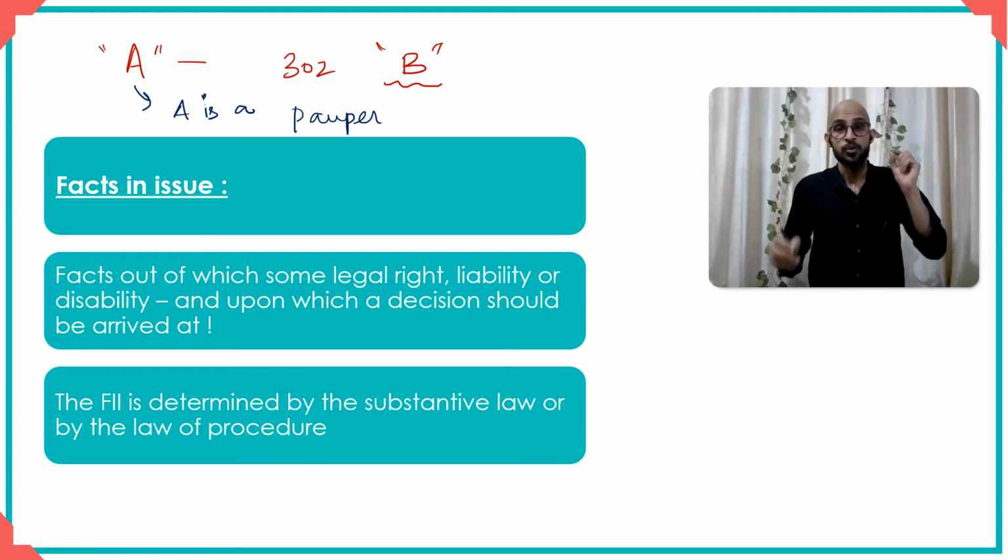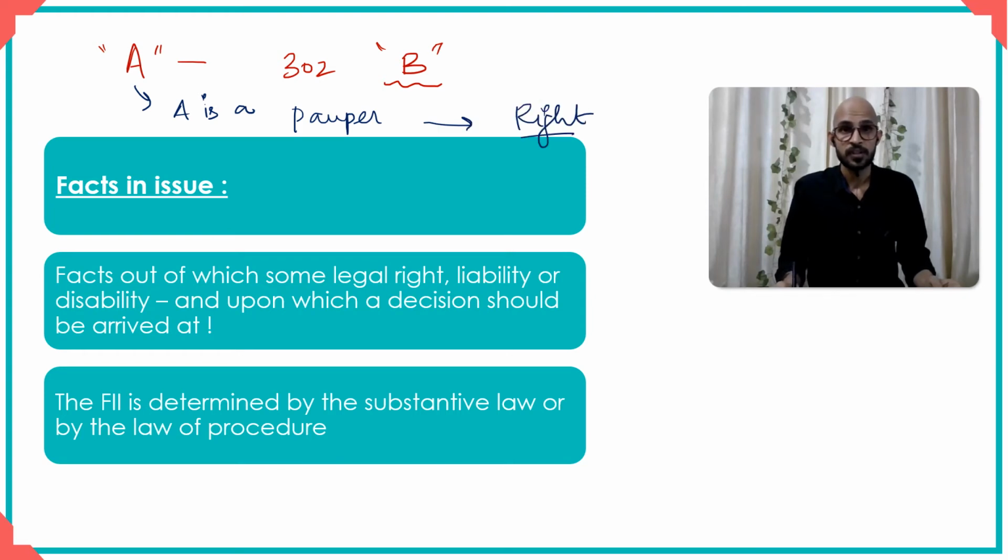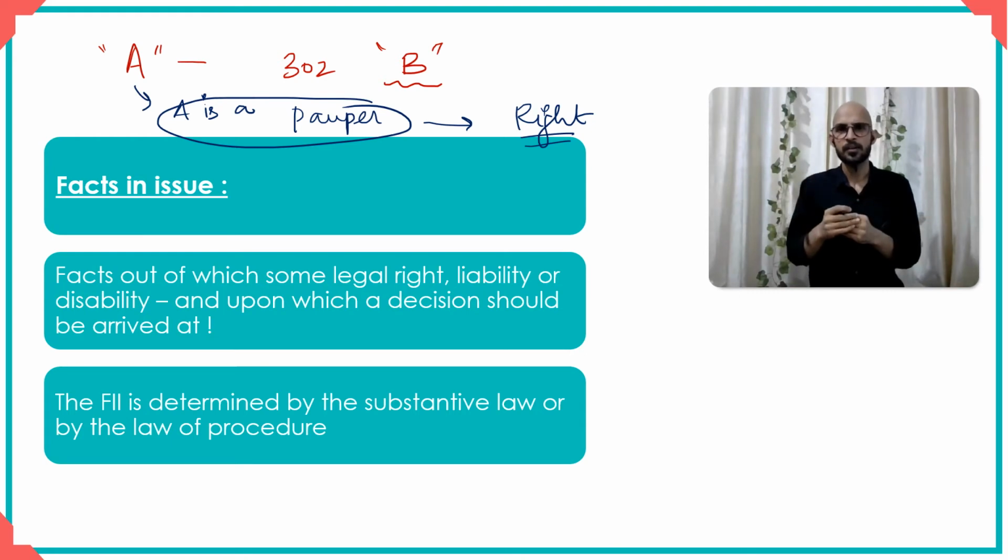So when A is a pauper, which means that he's indigent, then he gets the right to have a legal representative from the government free of cost. So you see, it gives him a right. So you see, even this is a fact in issue. Any fact which allows you to conclude or derive any kind of right, liability or disability from that is a fact in issue. Let's look at a few examples that are given as illustrations to this section.